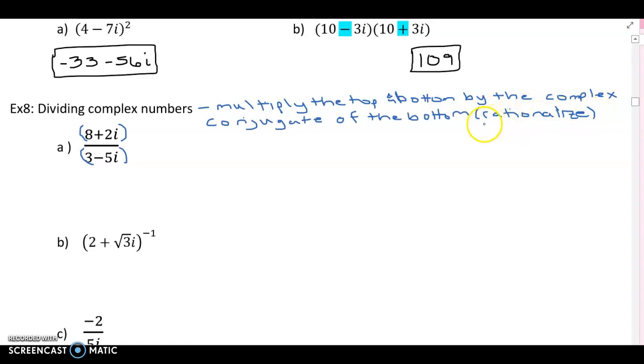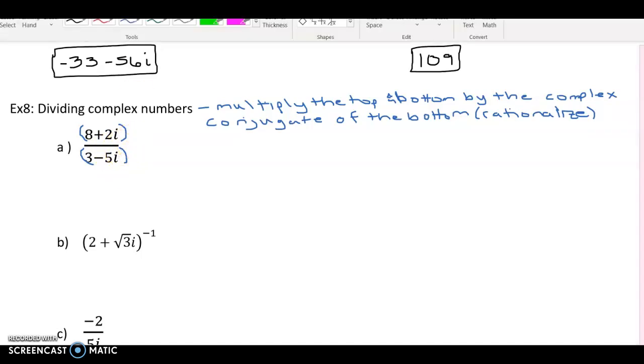The reason we have to do this is because in algebra we do not like square roots on the denominator. It's considered improper. So i is actually a square root, so we cannot have it on the denominator. Otherwise, if this was an x or something else, it'd be fine. But if there's a square root on the denominator, we're not okay with that. It is not mathematically proper.